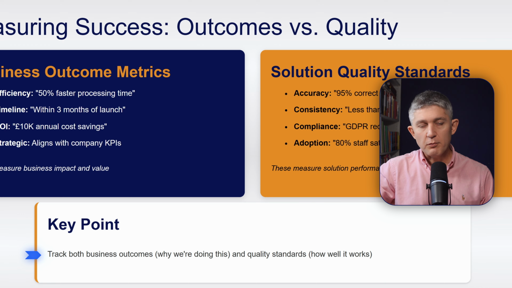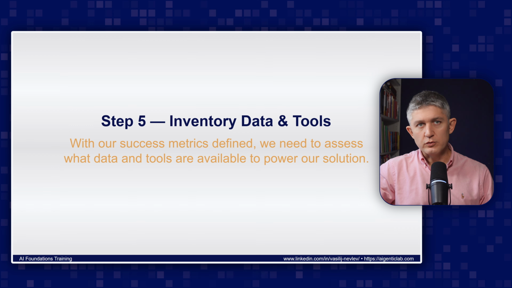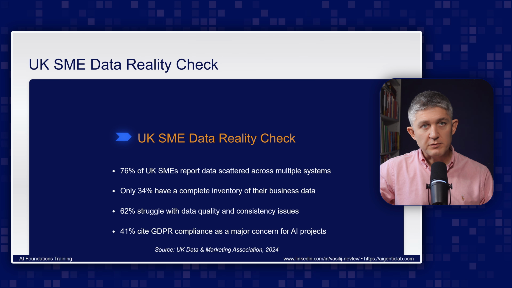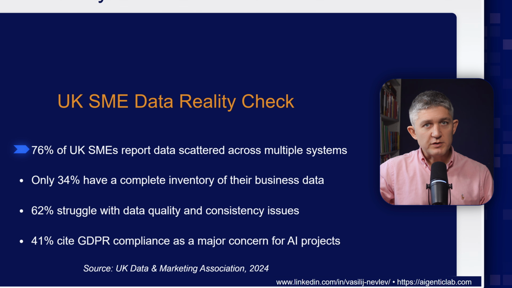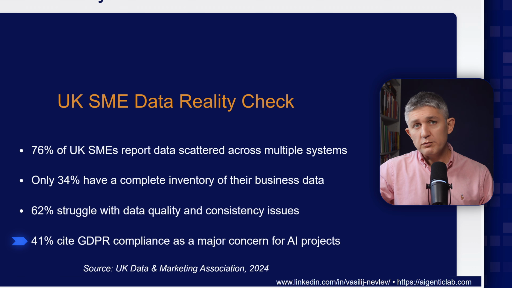Both are equally important, especially when AI is often seen as a system that hallucinates. With success defined, check your data and tools. This is the foundation that makes AI work, and often the reason that causes the most delays. The reality check for UK SMEs is that many of them are simply not ready. 76% of UK SMEs have data scattered across systems. Only 30% have a complete data inventory, and 62% struggle with quality and consistency. 41% of SMEs cite GDPR as a major concern.